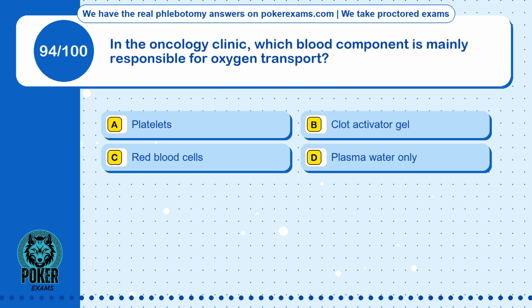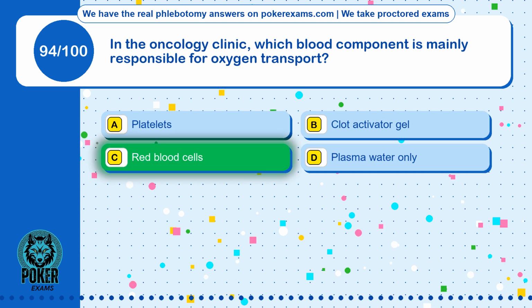Question 94. In the oncology clinic, which blood component is mainly responsible for oxygen transport? Option A, platelets. Option B, clot activator gel. Option C, red blood cells. Option D, plasma water only.